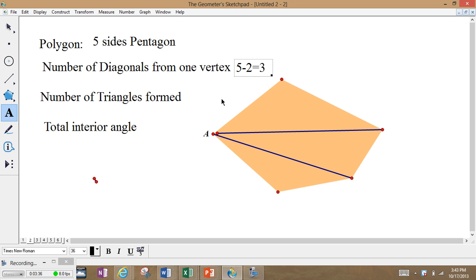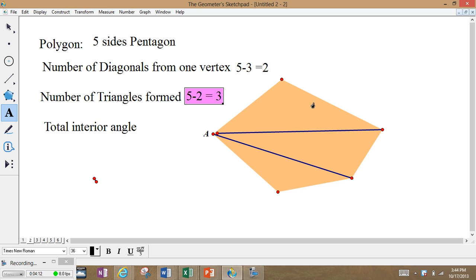Now how many triangles are formed? Well, I've got 1, 2, 3 triangles formed. So the number of triangles formed is 3, but that is 2 less than the number of sides. So that's 5 minus 2, which is equal to 3. The reason why I've done this will become clearer in a moment.